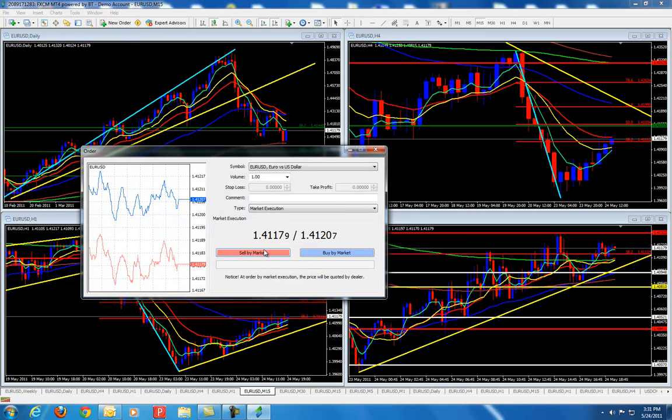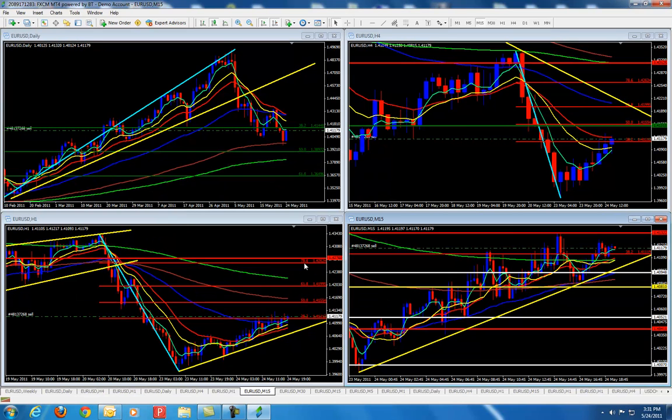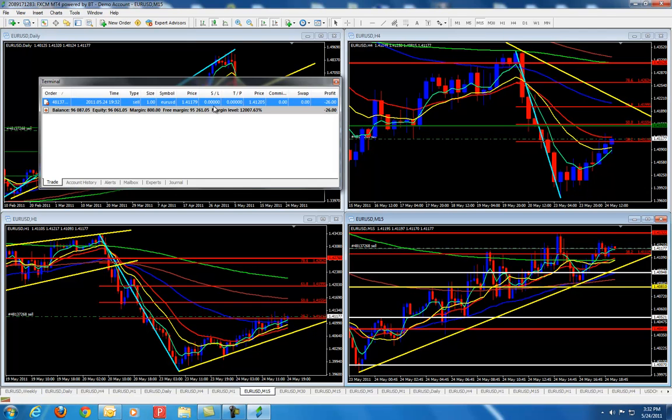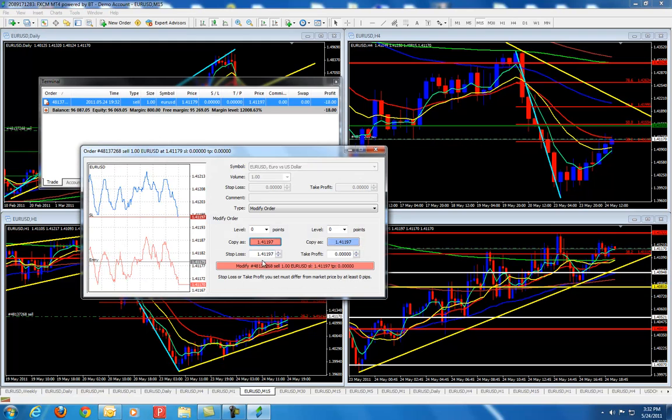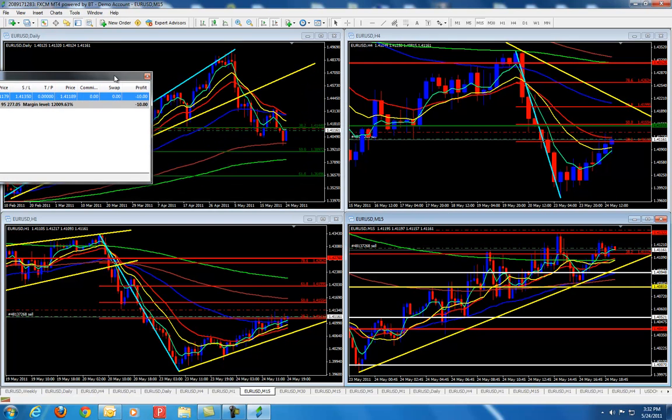New order, take a short. We're in the trade. I'm going to go ahead and set my stop loss, as I said, right above this red line, which I just set at 41.35. Okay, stop loss is now set at 41.35. We're going to keep an eye on this trade for a few minutes. Let's see how well it does.